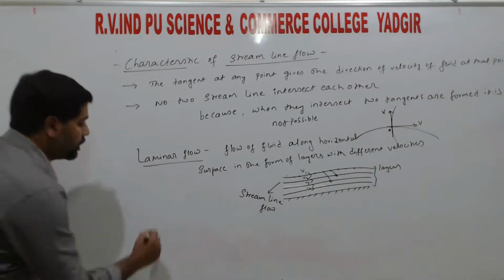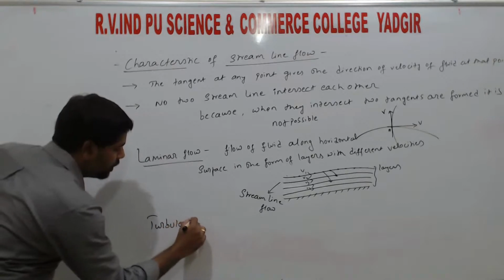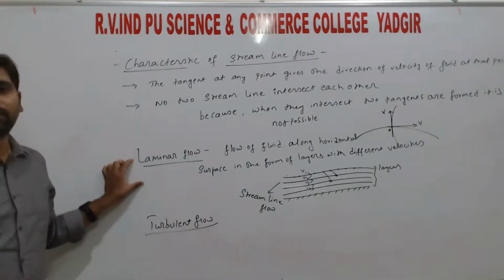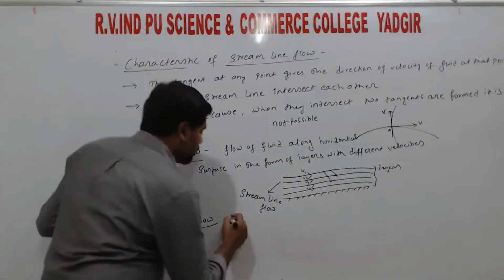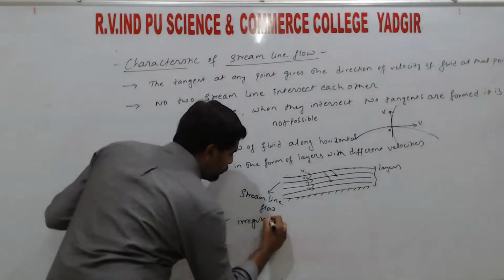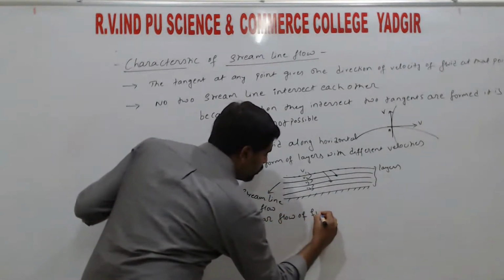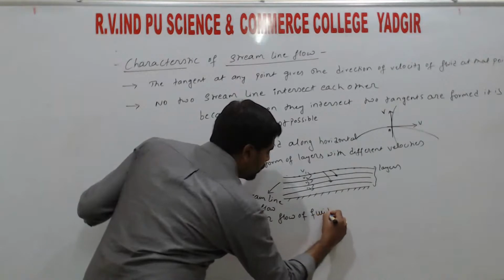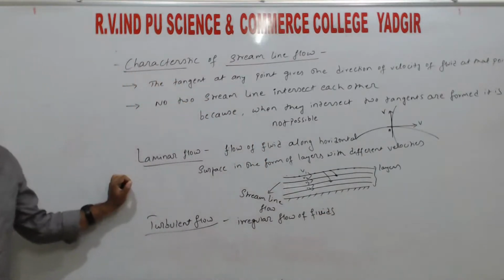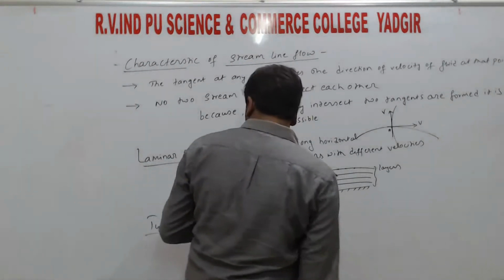So the last one is turbulent flow. So it is opposite to that of the laminar flow, right? So simply we can say irregular flow of fluids. So the fluid flows in an irregular shape. So that we call turbulent flow.